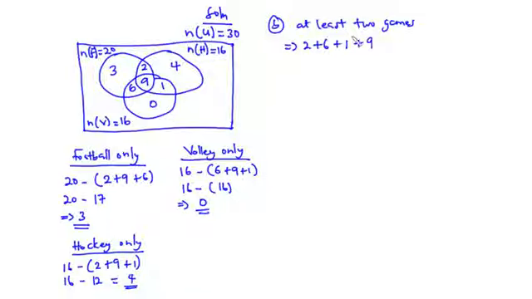Because we are looking for at least 2 games, it's supposed to be 2 or more games, not less than 2. So we have this group of people playing exactly 2 games, and then we have this group of people playing all the 3 games. Now 1 plus 9 is 10, 10 plus 6 is 16, 16 plus 2 is 18. So the number of students who play at least 2 games is 18.